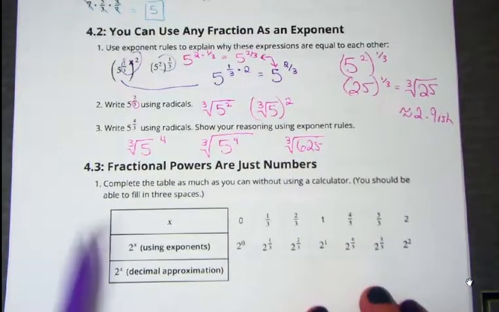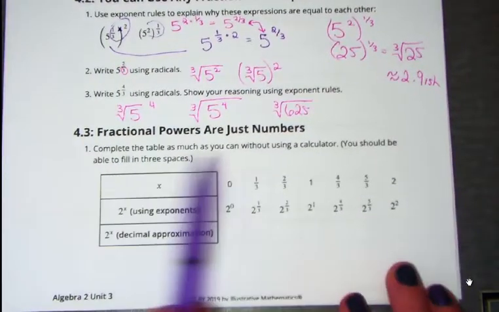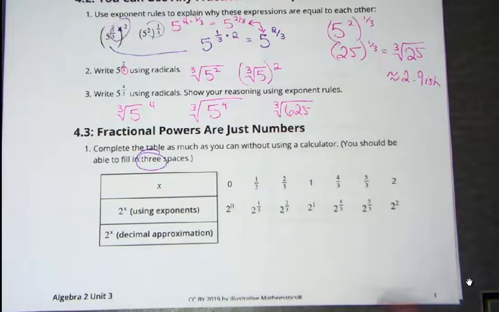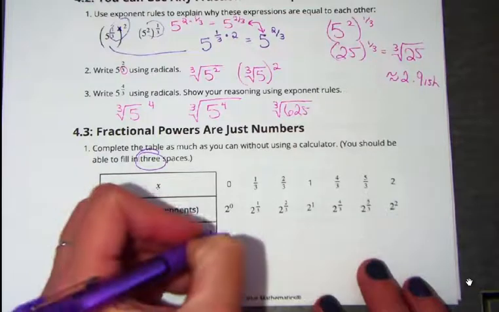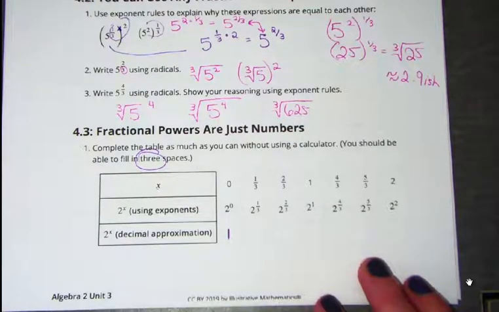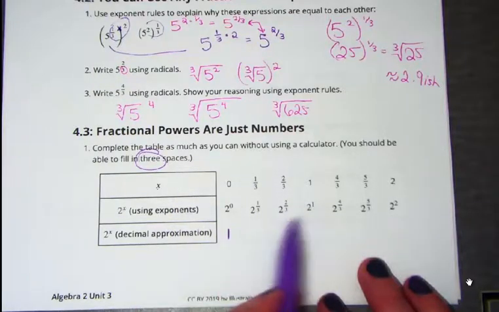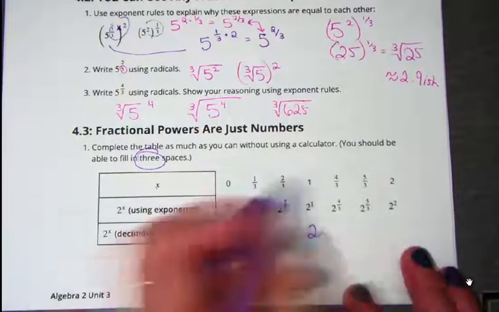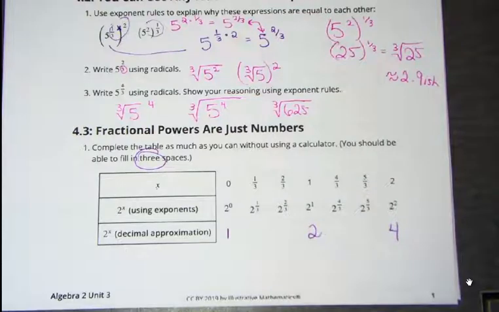Alrighty, 4.3, man, they didn't give us a whole lot of space. This is a pretty short lesson, I like that. 4.3 asks us to complete the table as much as we can without using a calculator. It tells us there's probably only 3 places that we can fill in. So if we're bringing 2 to the x power, we know 2 to the 0 power. Anything to the 0 power is 1. I can estimate 2 to the 1/3 power, but it asked me to fill in without using a calculator, and I only need 3 spaces. So I need this 2 to the 1st power. Anything to the 1st power is itself, so that has to be 2. And 2 squared has to be 4. So those are the 3 spaces I can fill in without needing a calculator.